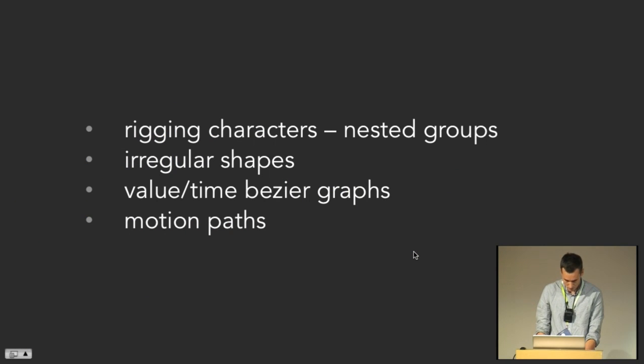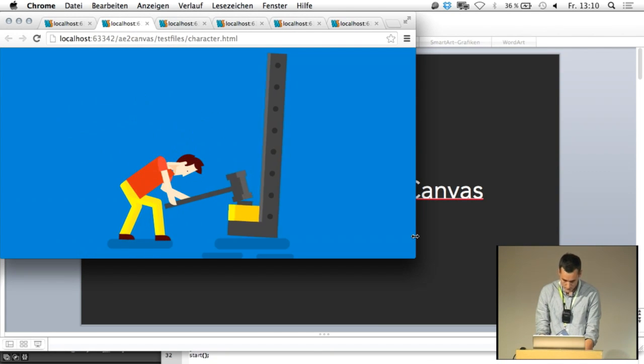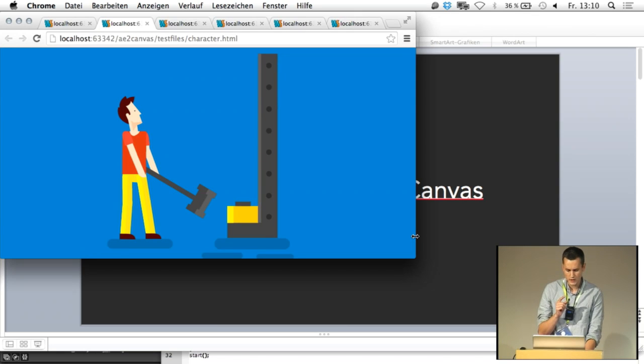So yeah, what are the use cases for this? At the moment, it just uses the vector part of After Effects, the shape layers in After Effects, but it's good for characters. I can rig characters in After Effects quite easily. So to animate an arm or something like this. I have an example here. This would be quite complicated to do in code.